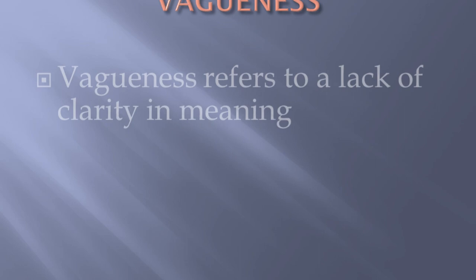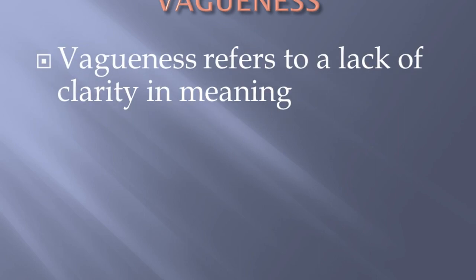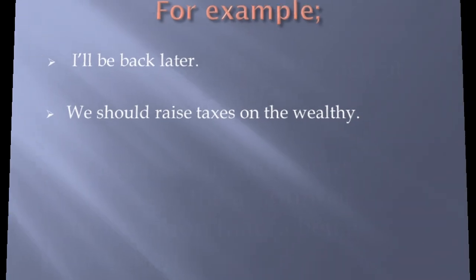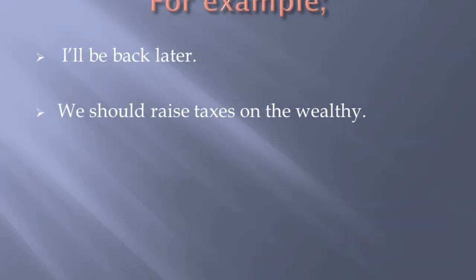The next topic we look at is vagueness. Vagueness refers to a lack of clarity in meaning. Vagueness in a statement decreases the amount of information that is being conveyed. For example, I will be back later. What does this mean? Later might be 2 minutes, 2 hours, or even 2 days.